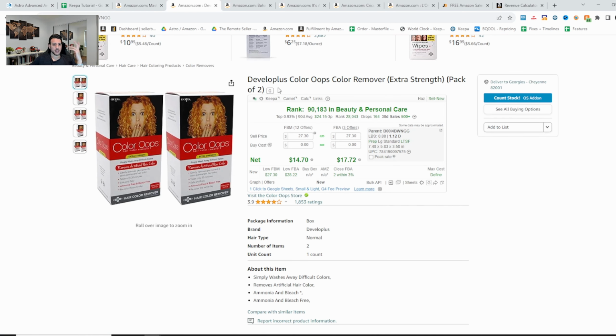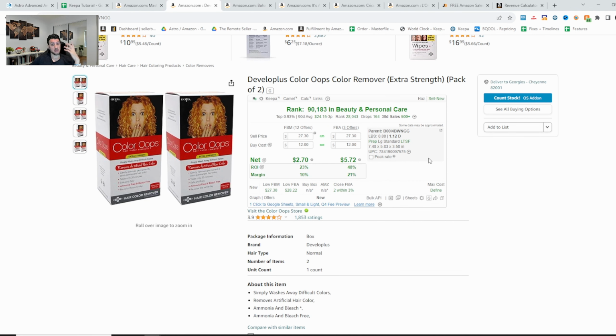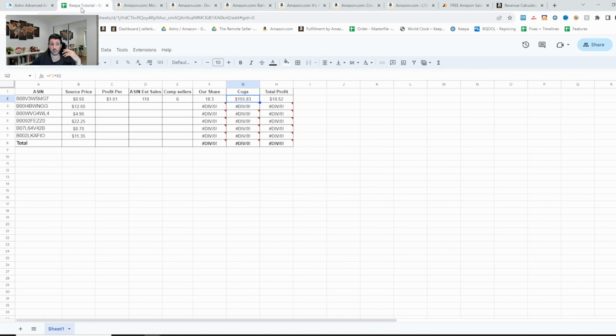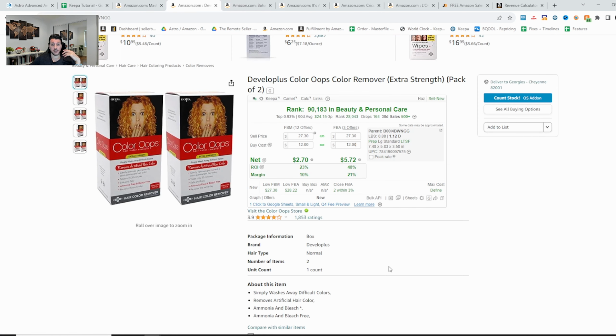So we have this product here. It's a 2-pack. It costs us $12 to source, so $12 right there. There's a nice amount of profit right there, $5.72 worth of profit. Let's just pop that in right here, $5.72. Just jump back to this ASIN. Now, there is no one in the buy box at the moment.